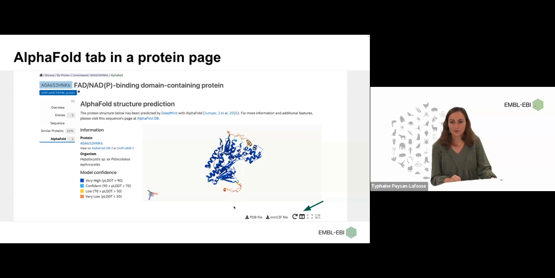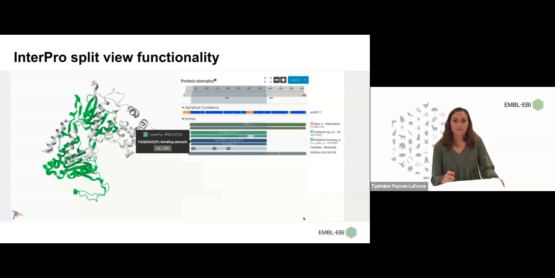And below the viewer, we also have different links. You can download the predictions in different formats. You can reset the view. And a very interesting function that I really like myself is the split view, which allows you to show side by side the 3D structure viewer and the matches to the protein. Let's click on that. So in here, you can hover over a domain or click on it, and then it highlights it in the 3D structure view.